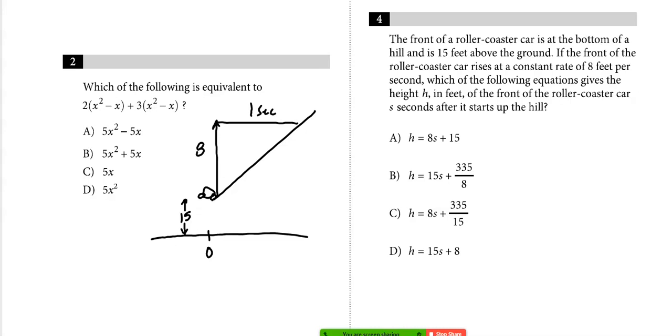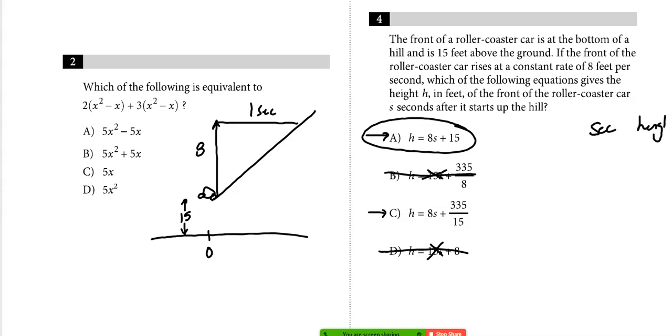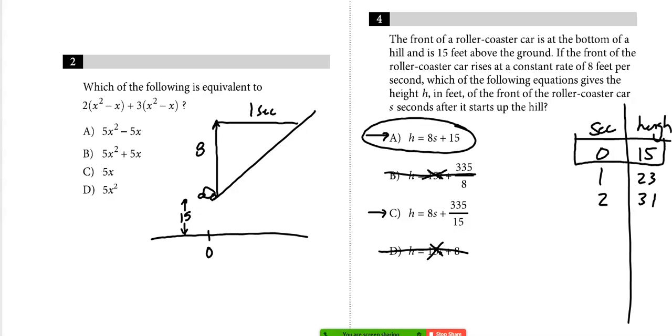So looking at these equations, this is a slope of 15. This is a slope of 15. So I got it down to A or C. And then my y-intercept is this back number. And right here is what we want because we started 15 feet above the ground. If you kind of thought about making a little table where you had seconds and you had height, at time 0, we're at 15 feet above the ground. Well, then 1 second later, we rose another 8 feet. 2 seconds later, another 8 feet. So I can kind of see right there, that's my y-intercept.